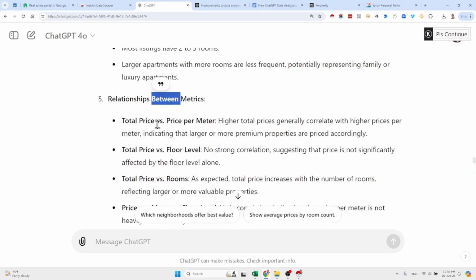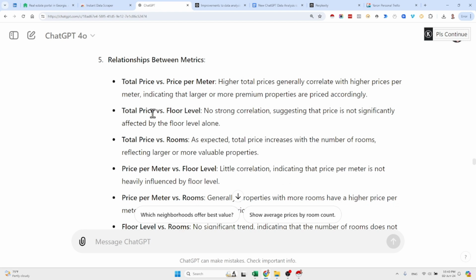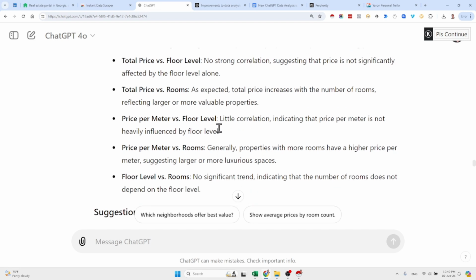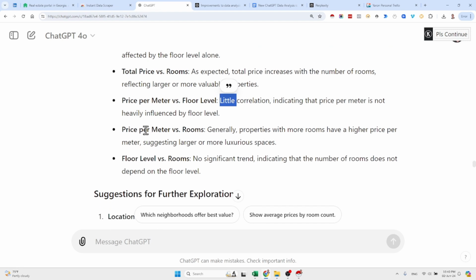Now, relationship between metrics. Total price versus price per meter. Higher total prices generally correlate with higher prices per meter, indicating that larger or more premium properties are priced accordingly. Total price versus floor level. No strong correlation, suggesting that the price is not significantly affected by the floor level alone. Total price versus amount of rooms. As expected, total price increases with the number of rooms, reflecting larger or more valuable properties. Price per meter versus floor level, little correlation, indicating that the price per meter is not heavily influenced by floor level. Price per meter versus rooms, properties with more rooms have a higher price per meter.